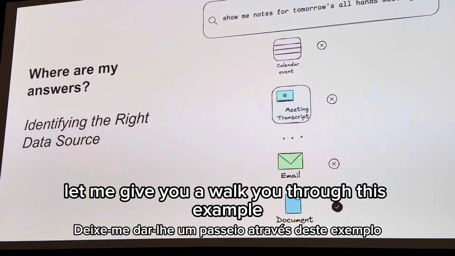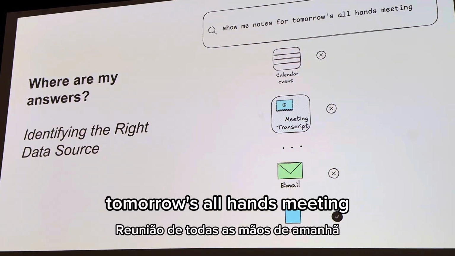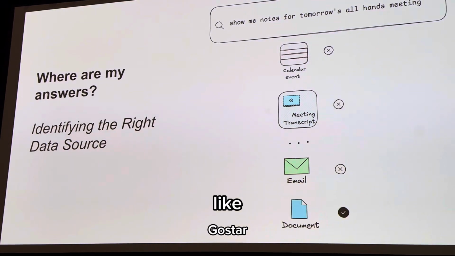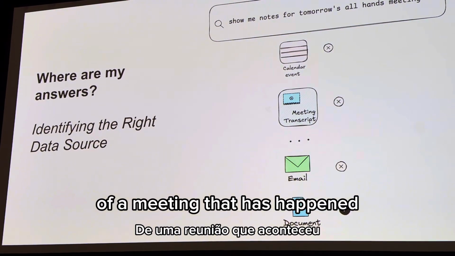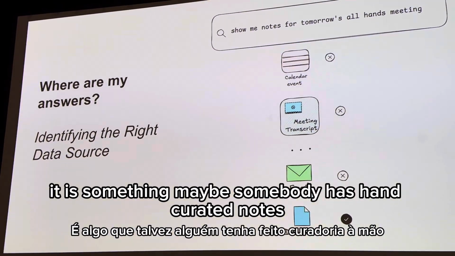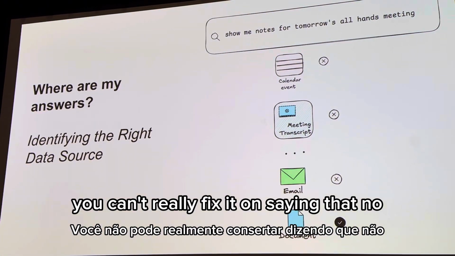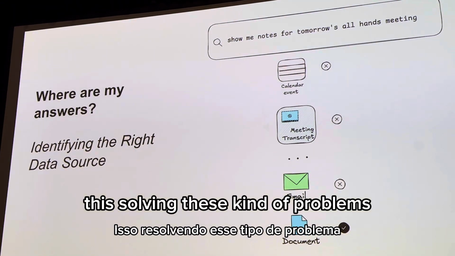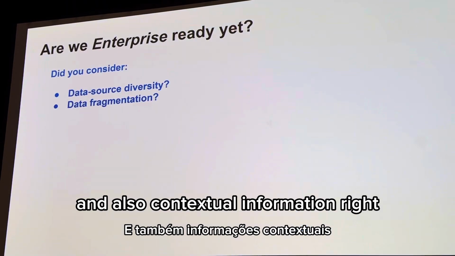So let me walk you through this example. Somebody comes and says, show me notes for tomorrow's all hands meeting. And what does this bring in your head? Somebody says meeting notes, and I'm like, okay, maybe they're talking about a summary of a meeting that has happened. But since the query says tomorrow, maybe somebody has hand-curated notes and I want to see that. So you can't really fixate on saying, no, I want to show meeting transcripts. You have to know where the data is coming from. Solving these kinds of problems requires some domain knowledge and also contextual information.